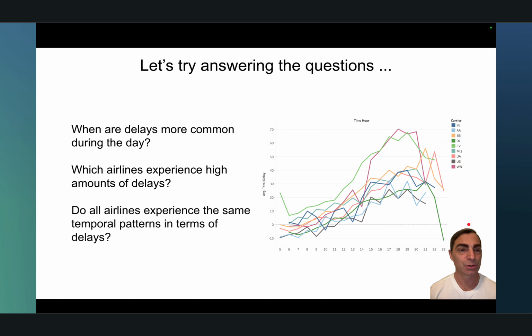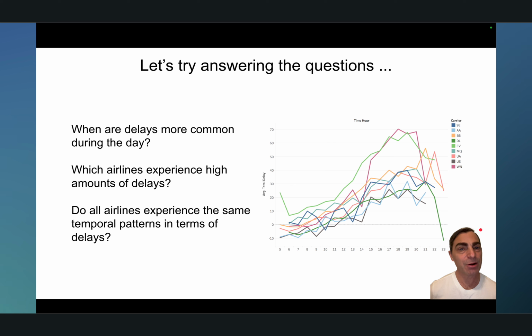Next question, do all airlines experience the same temporal patterns in terms of delays? Well, yes and no. All of them go up pretty steadily, but these two have a very high peak around this time, so I would say that's a different pattern. And these two here have a peak later on in the day, instead of when the others peak.